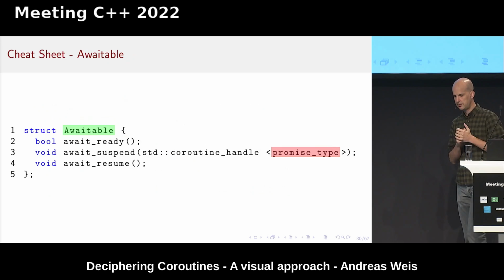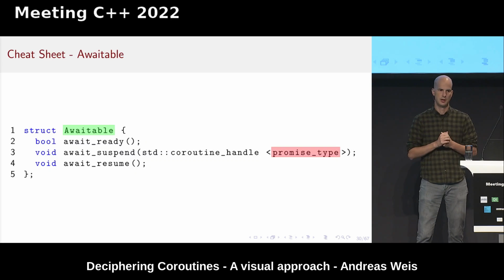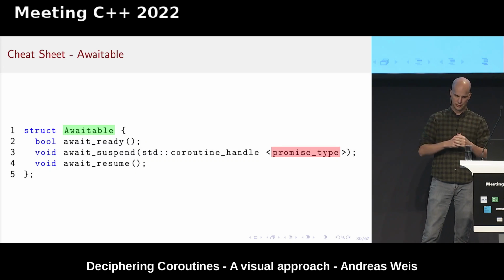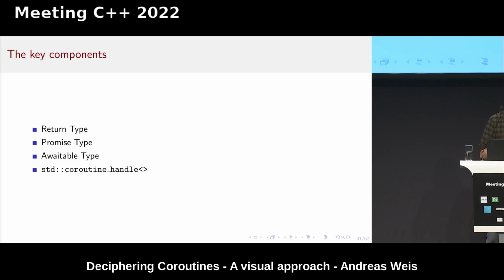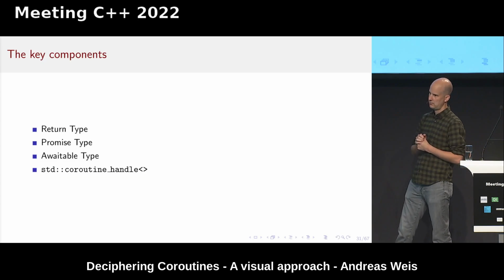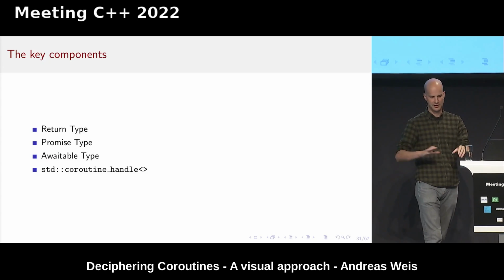And then we also have the awaitable with the three functions: await ready, await suspend, await resume. Hopefully, just from seeing the names, you can still remember what those do. And those are all of the key components. This is a lot to take in, so if you're feeling overwhelmed, that's completely normal.